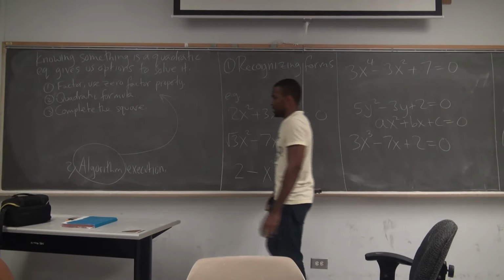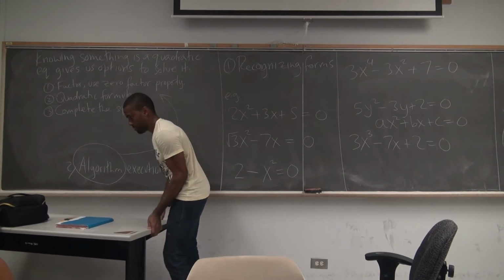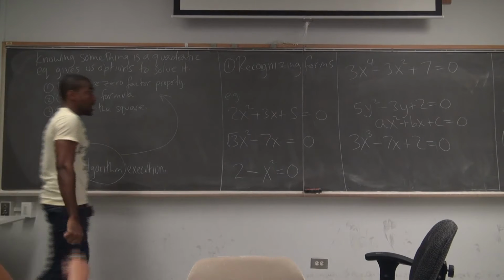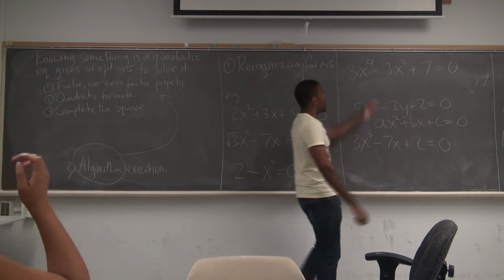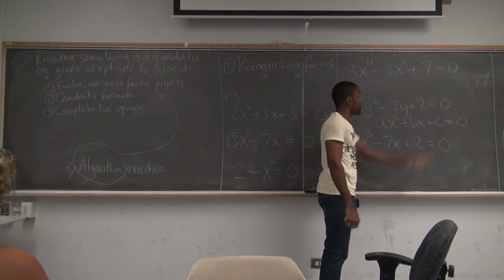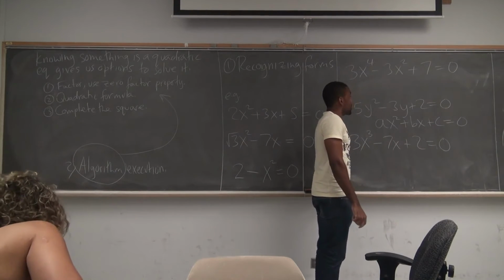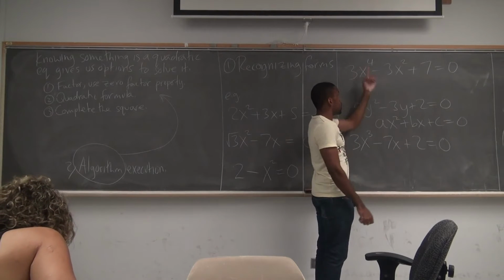Now, what kind of equation is that? I know what it's not. It's not a quadratic, right? Because the power is not 2 and 1 and 0. The power is a 4 and a 2 and 0. So it's not a quadratic. It's what we call a quartic equation.